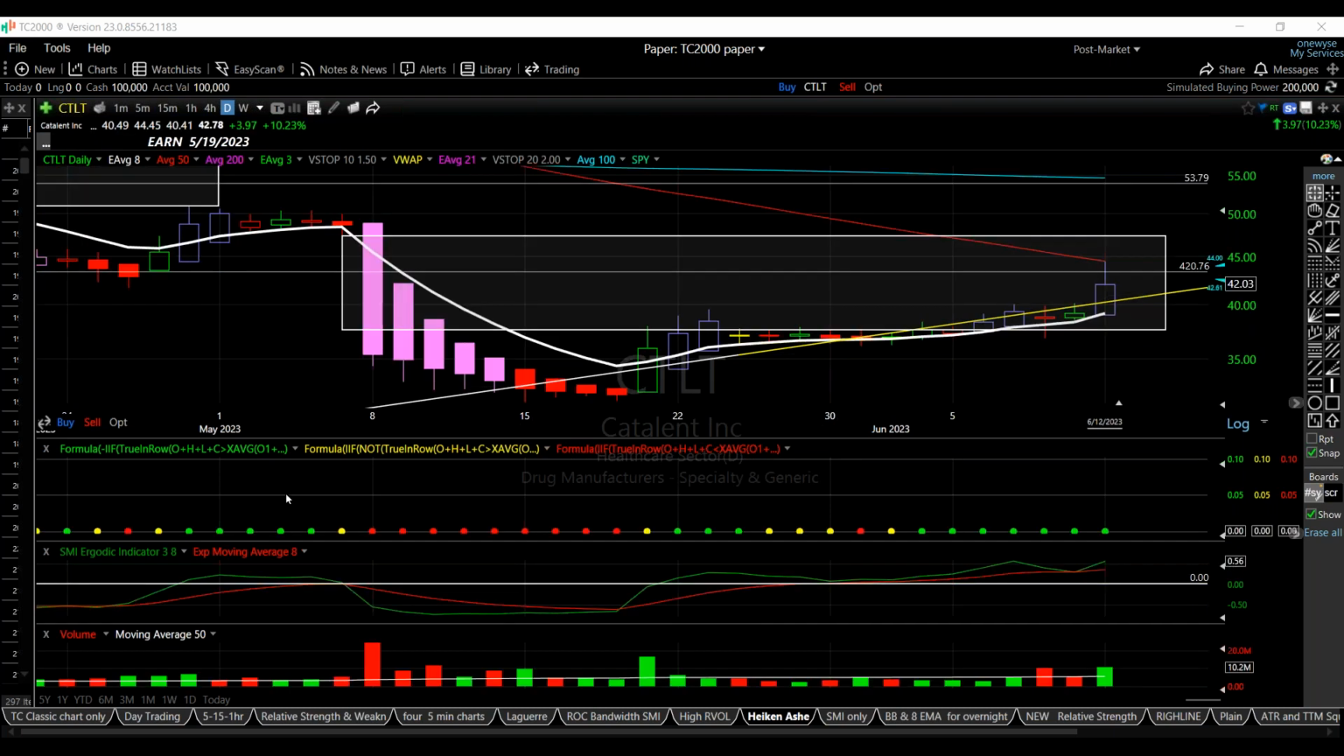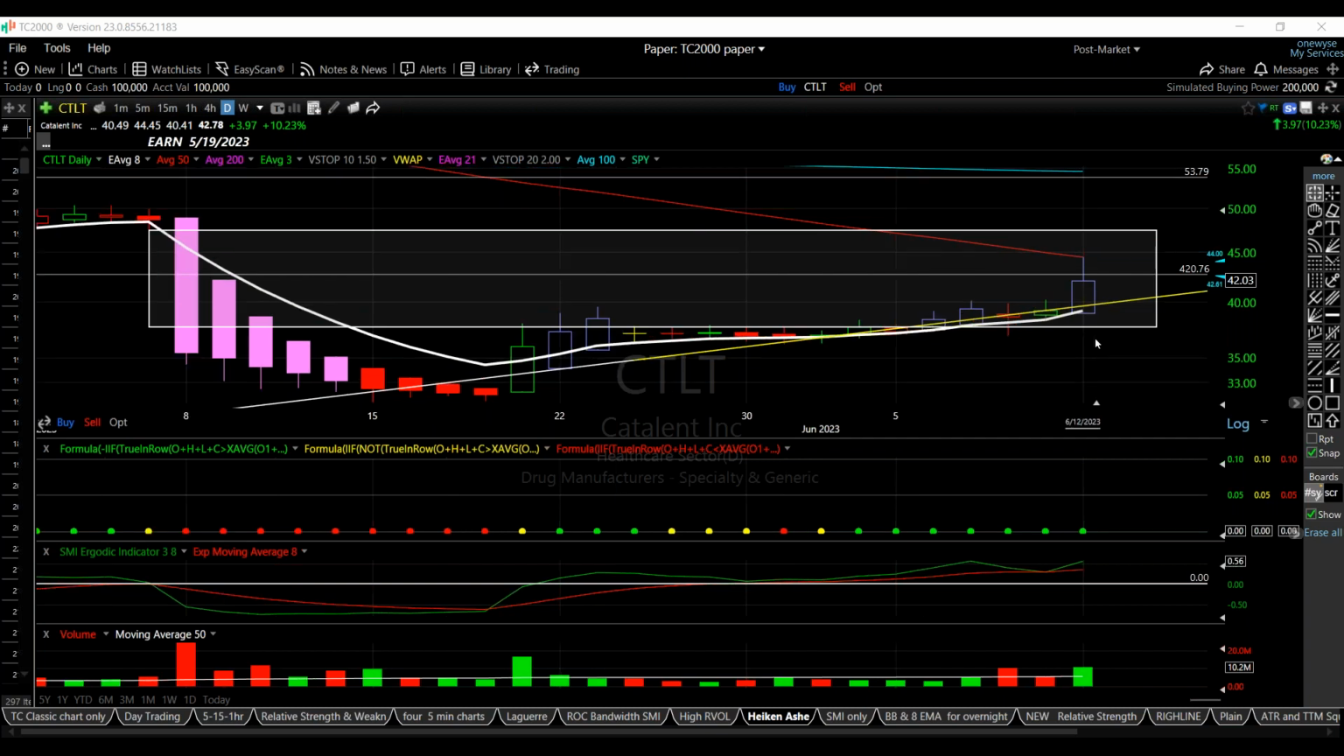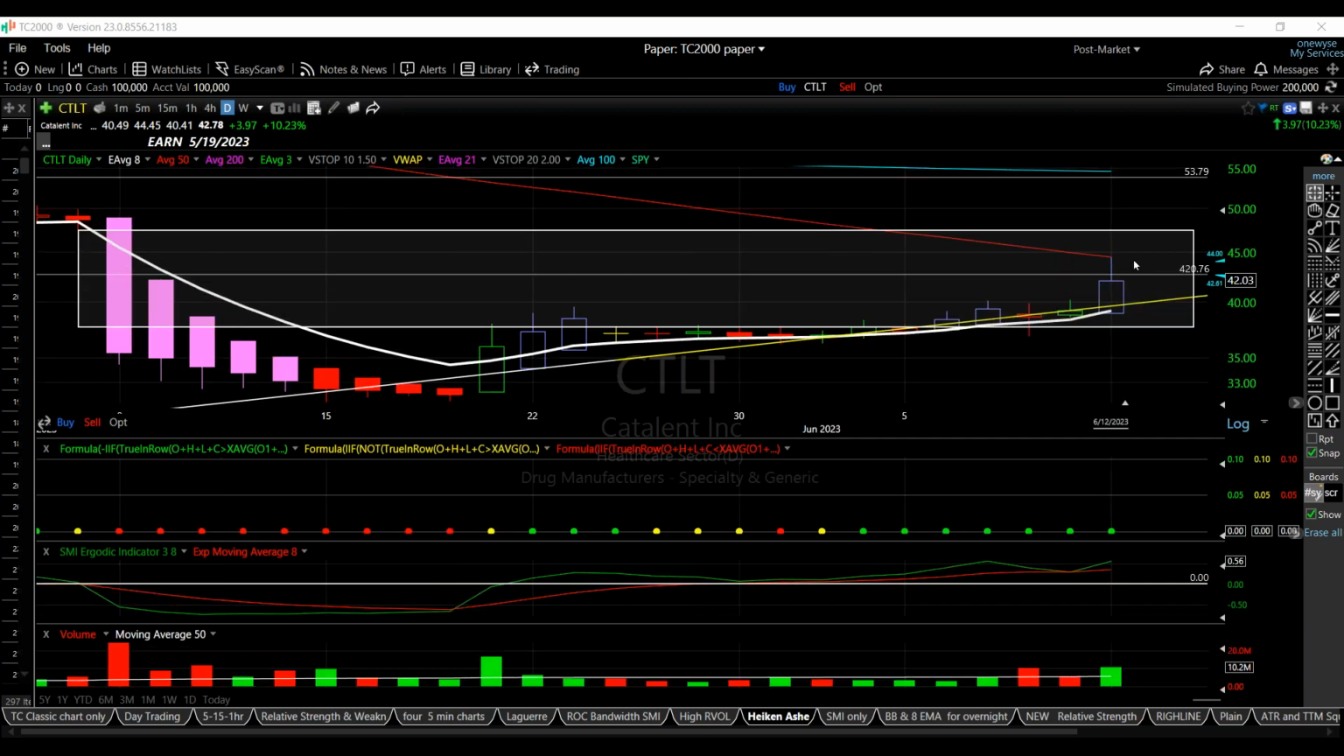All right, CTLT. Again, this was a nice one. This was when I was in a couple of weeks ago. The reason I got in it is we had a Heiken Ashi reversal here that went back into this gap, and we had a Heiken Ashi reversal, and then we stayed at Heiken Ashis, and then we just got compression, and I was staying in the trade as it moved into this gap, and then today we get another nice Heiken Ashi reversal candle right up to 50. I'm not in it anymore, but that's a nice Heiken Ashi reversal.